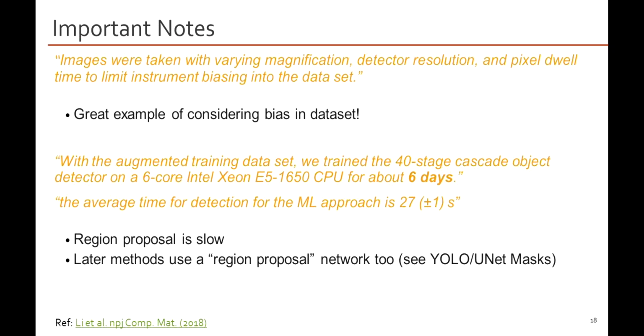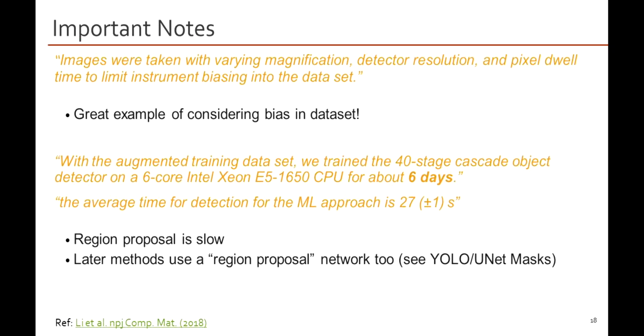So there are some later methods that build in a faster method for region proposals where you don't have to raster that classifier over the entire image. And you might recognize these as techniques like YOLO, which stands for you only look once, which reflects the fact that you don't run that classifier over the same image more than one time.